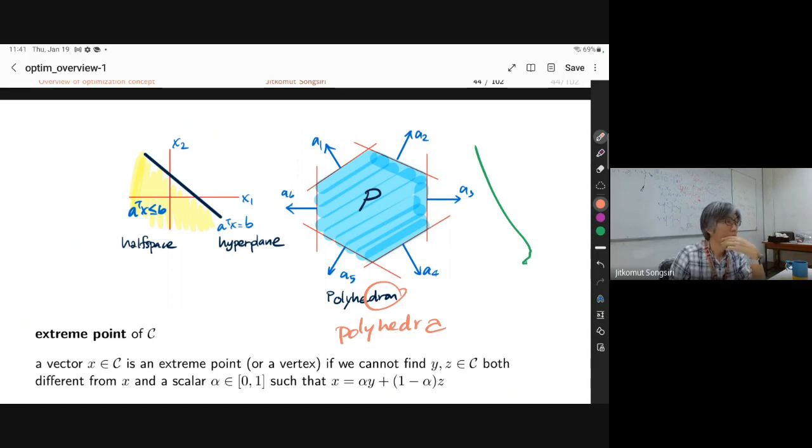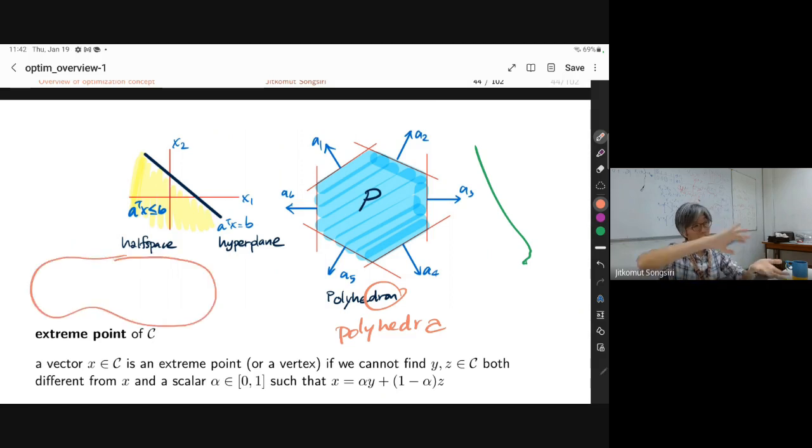Because a linear program always consists of linear equality constraints and linear inequality constraints, for the linear inequality constraints the constraint set looks like a polyhedron. So you will never have a constraint set of a linear program that has a smooth surface, right? Always a polyhedron.